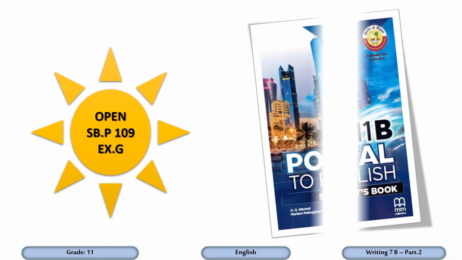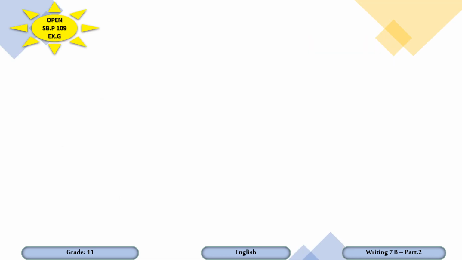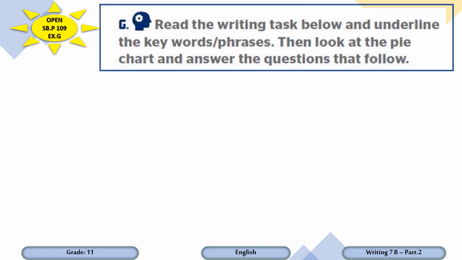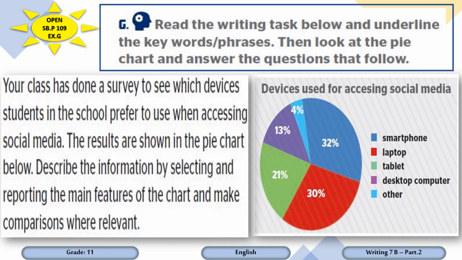Now open students' books, page 109, exercise G. Dear students who are in exercise G, students' books, page 109. Read the writing task and underline the keywords and phrases. And then look at the pie chart and answer the questions. So, let's read the writing task.